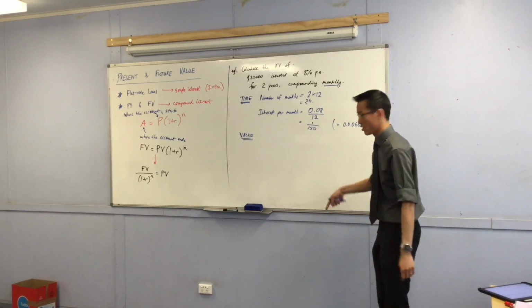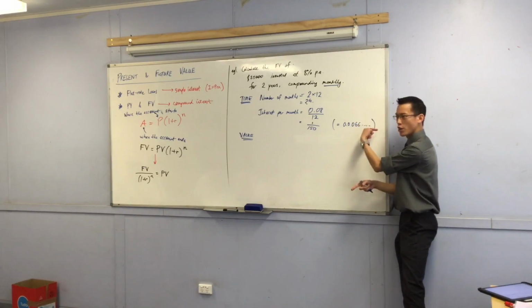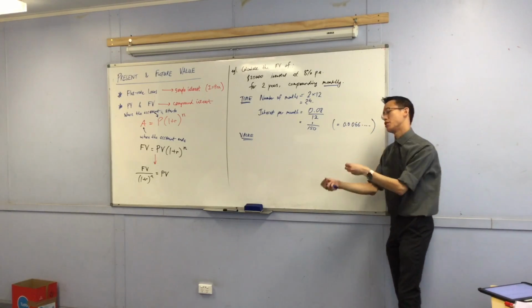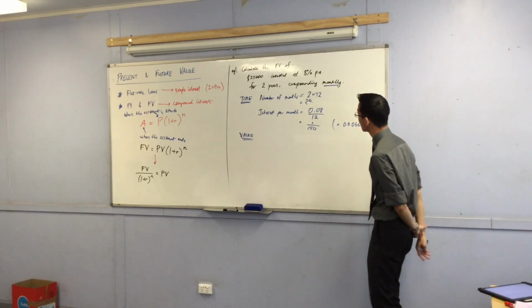Sometimes, as you'll see in the next question, you get a decimal and it doesn't recur, it just stops. In which case, well, you might as well just write that. It's nice and easy to input into your calculator. So it's just a practical reason.